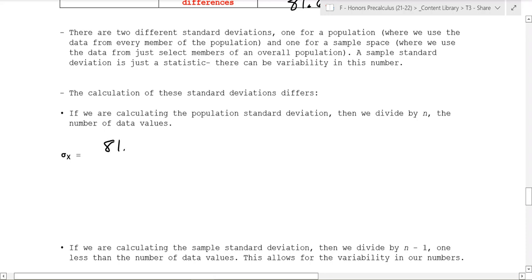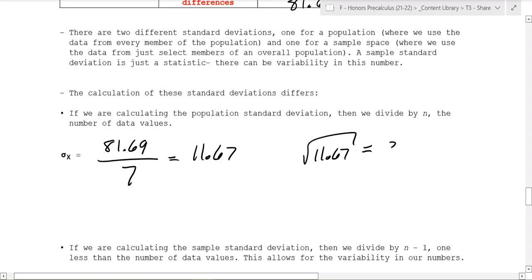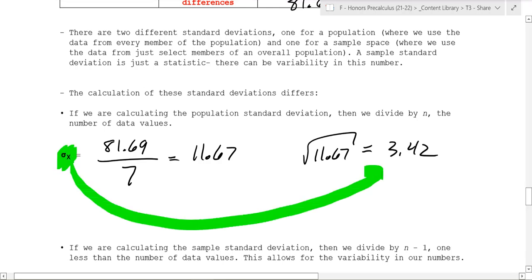So we got that 81.69. What you do is you divide by the number of entries, which is 7, and you end up with 11.67. And then you take the square root of this, and you end up with 3.42. This sigma x is the standard deviation, which is right there. So 3.42 is the standard deviation.